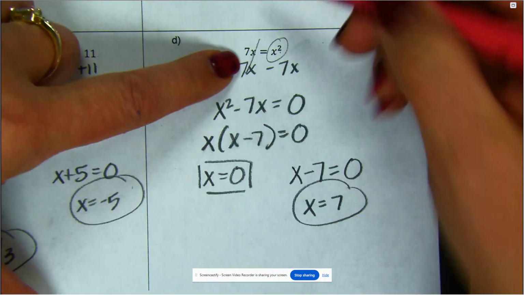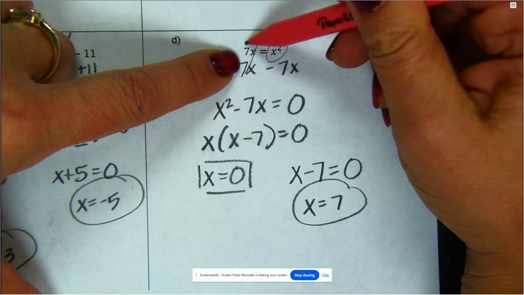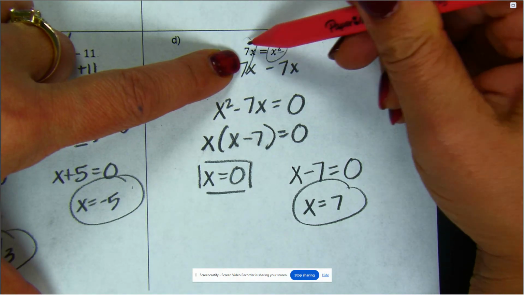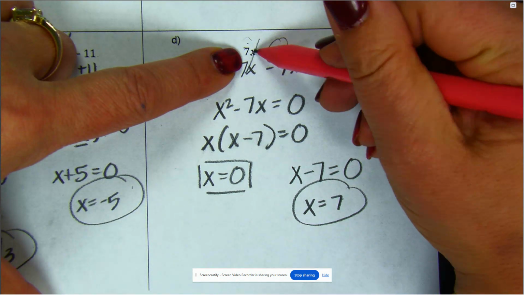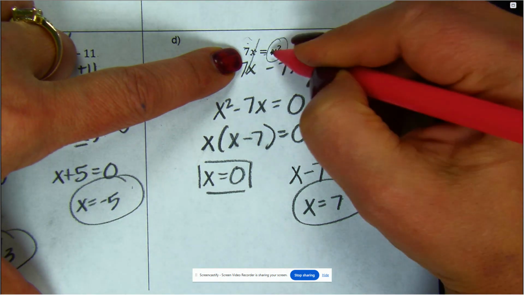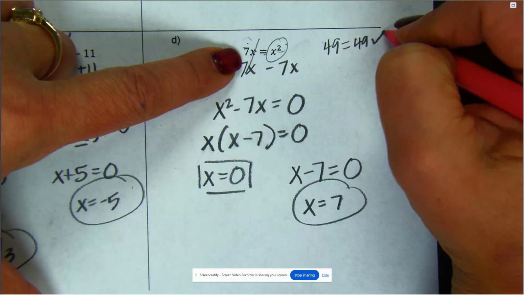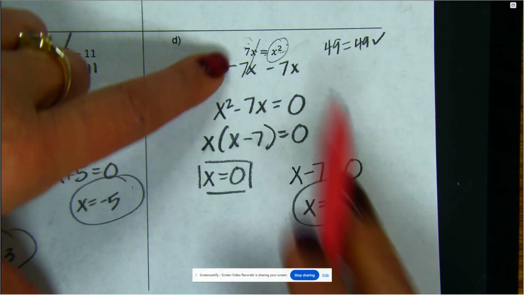And I mean, just try it. If you put a 0 in here, that's 0. If you put a 0 here, 0. Yep, 0 equals 0. If you put a 7 in here, 7 times 7 is 49, and 7 squared is 49. These are the two numbers that make this equation true.